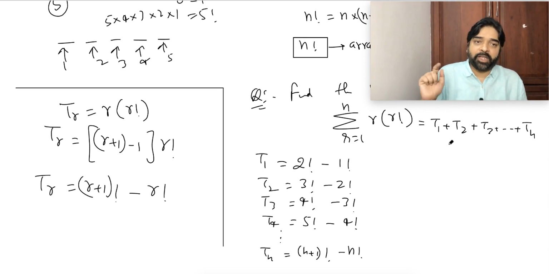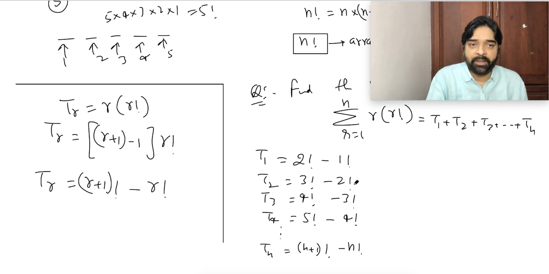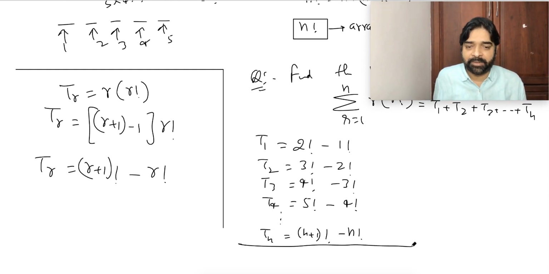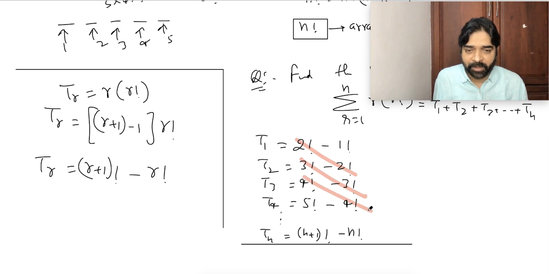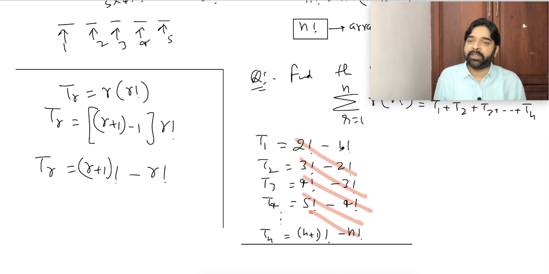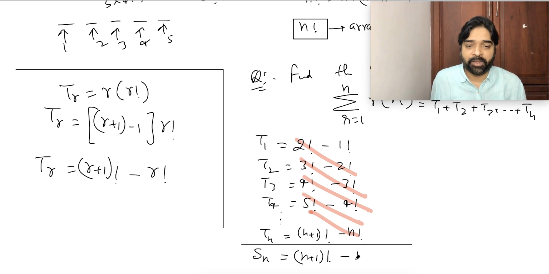Actually what we want is T1 plus T2 plus T3 plus T4 till Tn. That means I want to add this. If you add this, watch carefully what will happen. This will get cancelled, this will get cancelled, this will get cancelled, and so on, so on. Everything will get cancelled. So what is the sum of n terms? Everything gets cancelled here; n plus 1 factorial does not cancel, minus 1 factorial, or you can say 1. This is the answer. Is this clear to everybody?